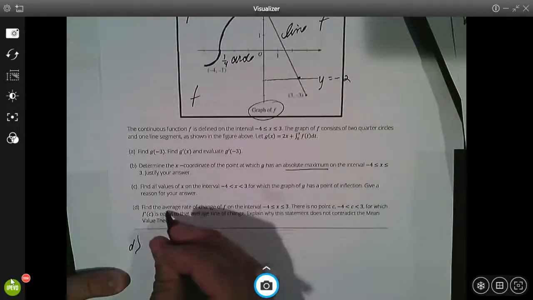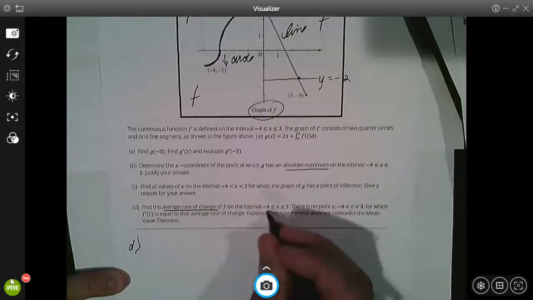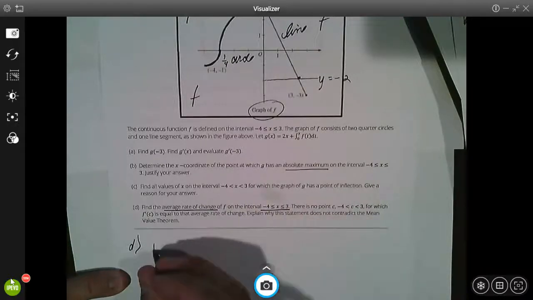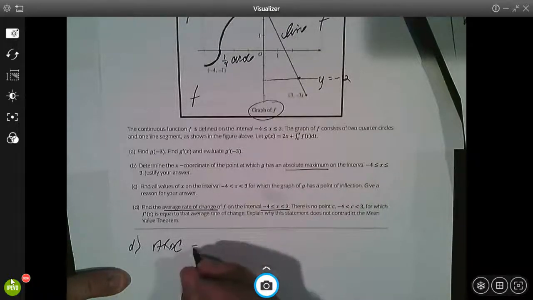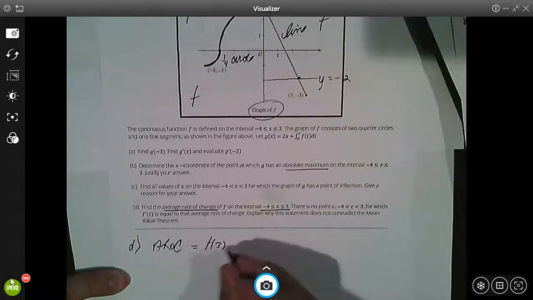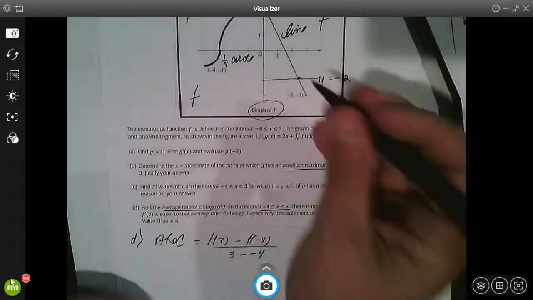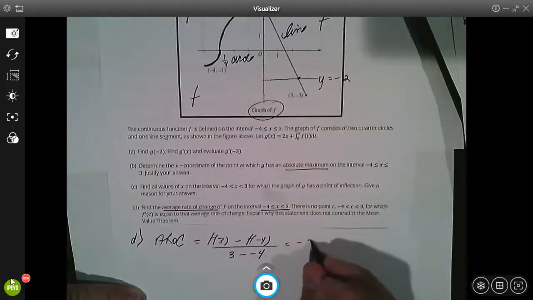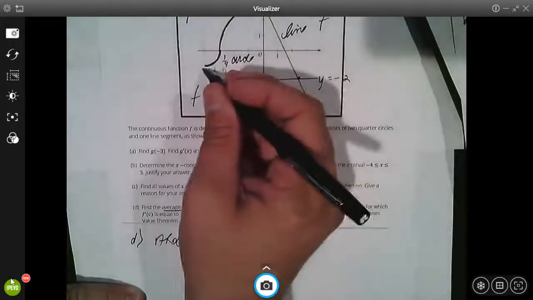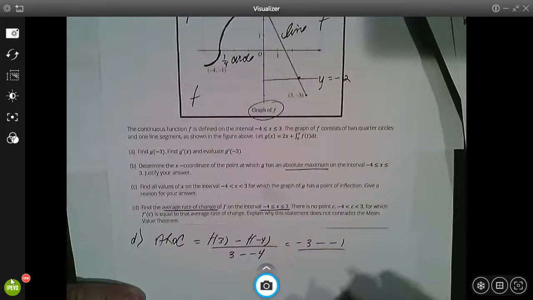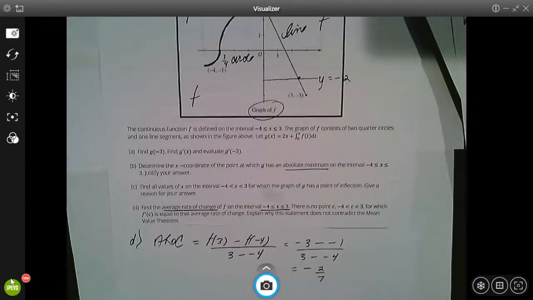Well, let's start with the easy part. Average rate of change of f on that interval, AROC just means slope. f of 3 minus f of -4 divided by 3 minus -4. I can look at the graph. f of 3 is -3. f of -4 is -1. Divided by 3 minus -4, and what are you going to get? You're going to get -2/7.